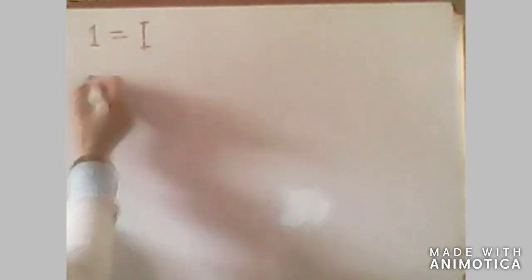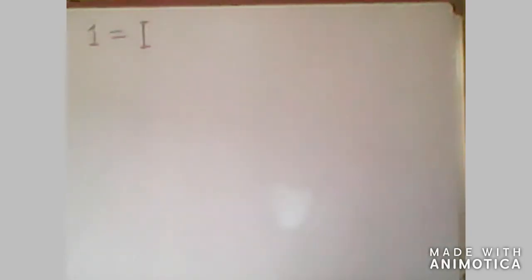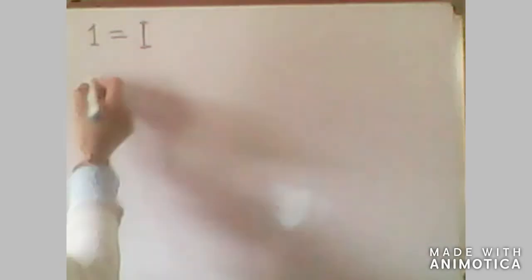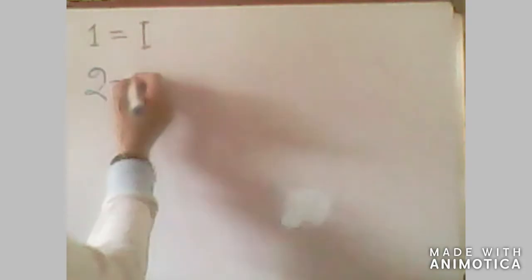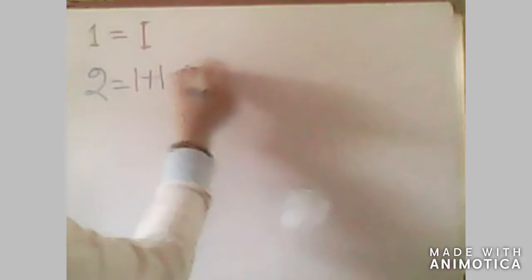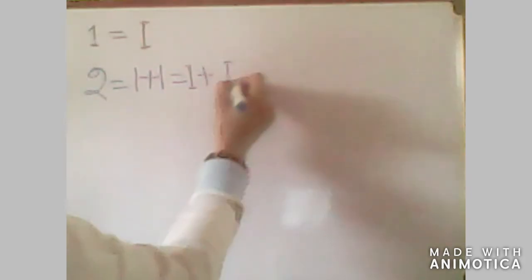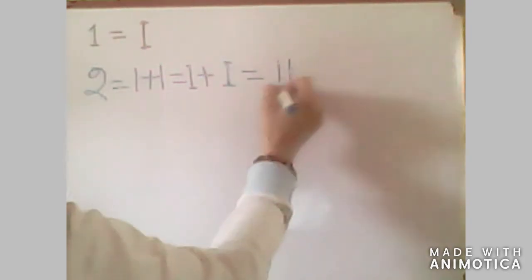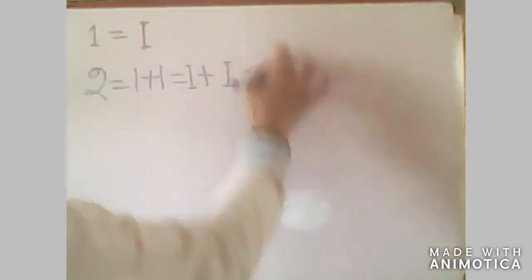We are writing the numbers from 1 to 10 first. So 1 we already know. 1 means I. What does 2 stand for? 2 has no own numeral in the Roman numeral system. So it is 1 plus 1, that is I plus I. That means we will write II.